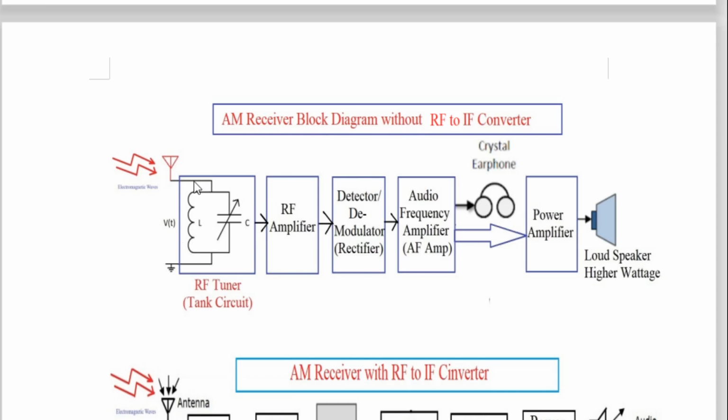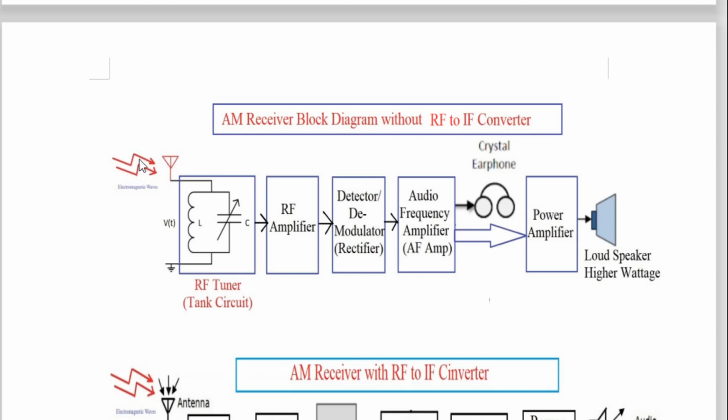You are going to tune to a particular radio frequency by changing the frequency of the tank circuit. And how can you change the frequency of the tank circuit? There is a variable capacitor. So you change the value of C, and the frequency of the tank circuit will change. F is equal to 1 upon 2 pi under root LC. And here the problem comes.